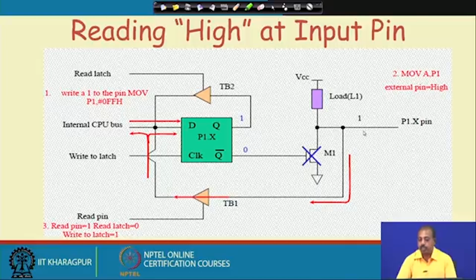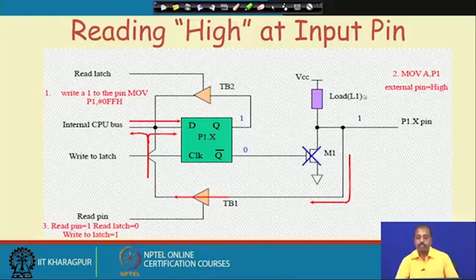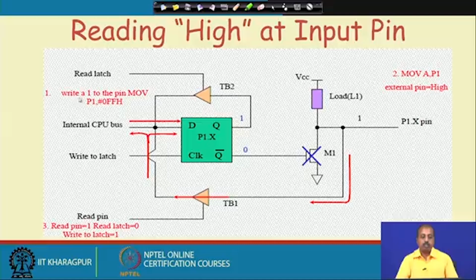So if you put a 1 here at the input pin, then when you are doing this operation, that is reading the pin, this value will be coming here and it will come to the internal bus. And similarly, if the value that you put here is 0, that 0 will get transmitted via this latch and will be coming faithfully to this bus. So make it a rule that whenever you are trying to read from an input port, first you write a 1 at that port. This is the rule: write a 1 to the pin.